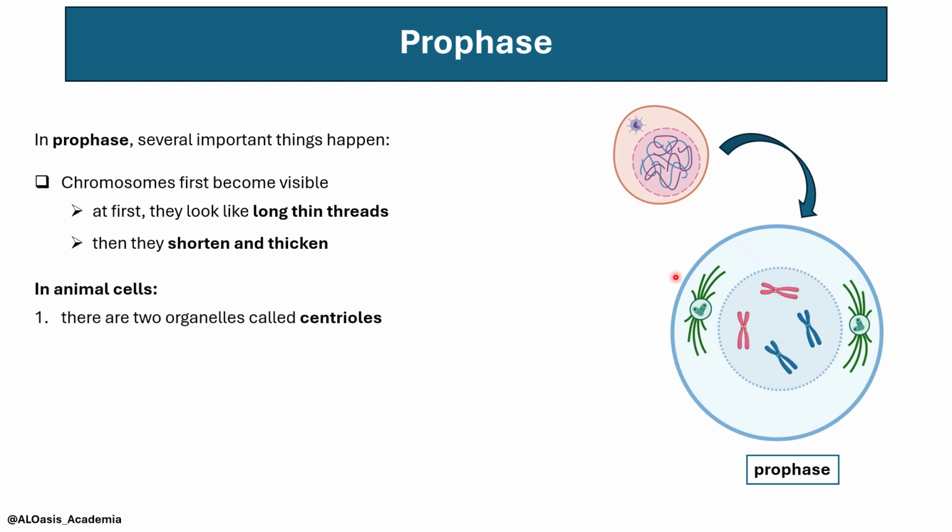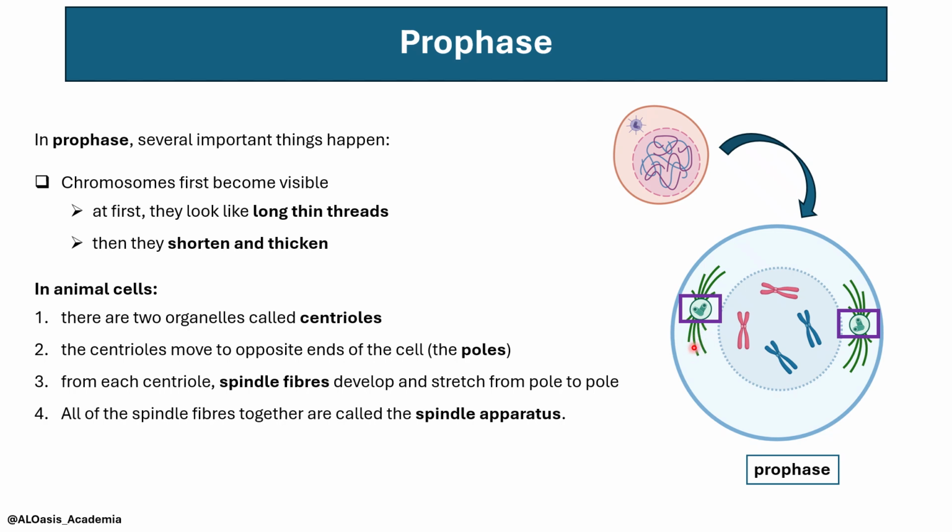What happens in animal cells and plant cells is different, and we will cover both of them. But in animal cells specifically, there are two organelles called centrioles. In prophase, the centrioles will move to opposite ends of the cell, and in the exam you might find this referred to as the poles of the cell. You need to remember as a keyword that centrioles will move to opposite poles in the cell during prophase.